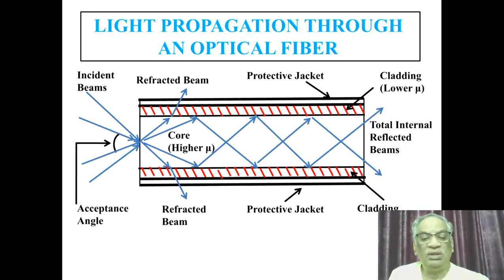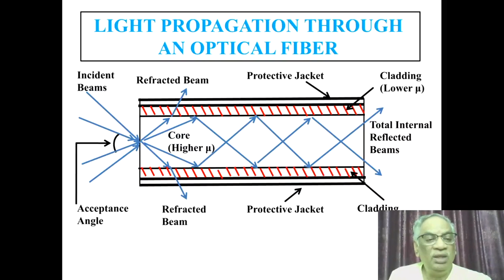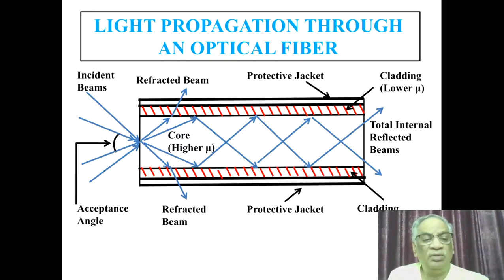Because of the differences in the refractive index of the core and cladding materials, the total internal reflection of light rays entering the core at one end takes place. In this figure, you can see light rays entering the fiber optic core cable in different directions and entering into the core material. The core material has a higher refractive index value as compared to that of the cladding material.